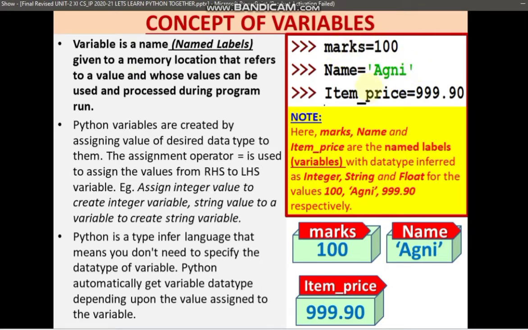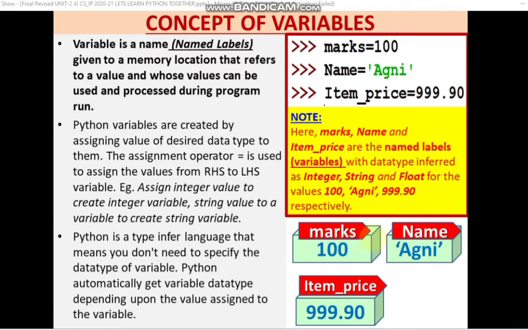So when you give 99.5, this means marks is now pointing to a location which is holding a floating point value. Python is a type inferred language. It understands automatically what kind of data type it is pointing to or holding at this point of time. So Python automatically gets the variable data type depending upon the value assigned to the variable.